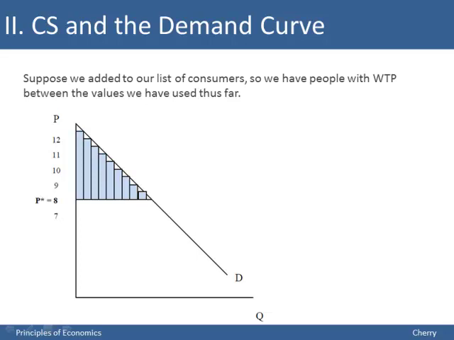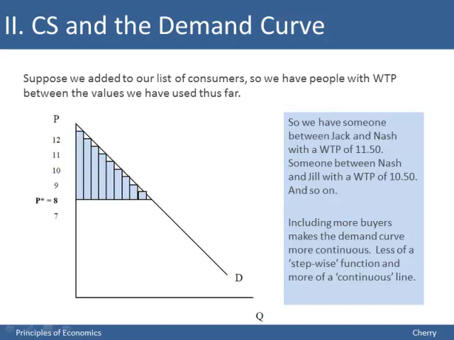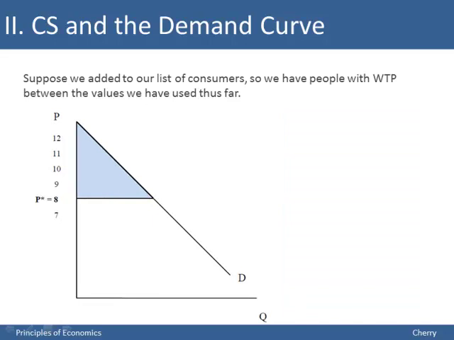And then if you add more people and fill in the points on the demand curve in between the ones we just went through, those shaded bars become more narrow, right? And those little triangles get smaller and smaller. And if you do this and make it more continuous and keep adding people, then what you end up with is a completed shaded area, and it looks like this.